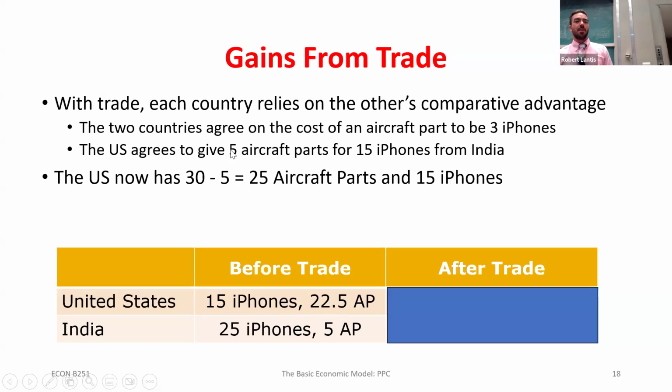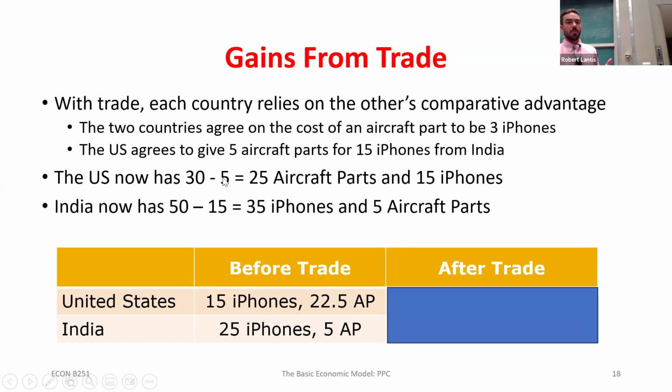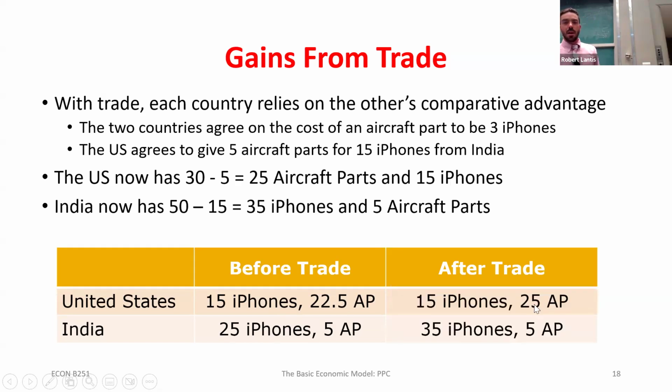Right? And then India, if they were using all their resources to produce iPhones, if we go back to that graph, I believe they could produce 50, right? So they're now giving up 15 iPhones in order to get 5 aircraft parts. So 50 minus 15, they're now left with 35 iPhones and 5 aircraft parts, which, yeah, they have the same number of aircraft parts, but they have more iPhones, they're better off, right? And the US has the same number of iPhones, a few more aircraft parts, they're better off as well.